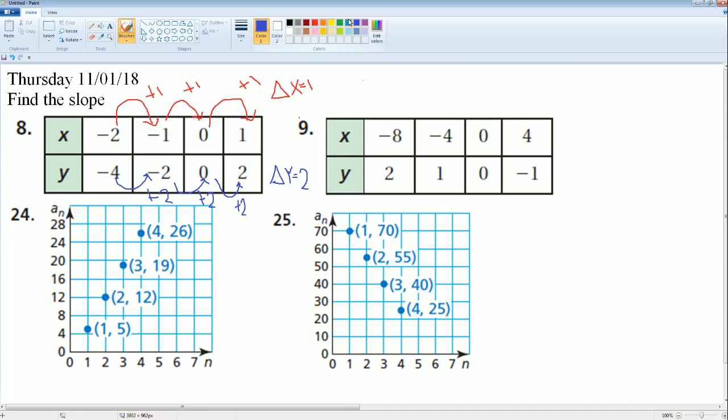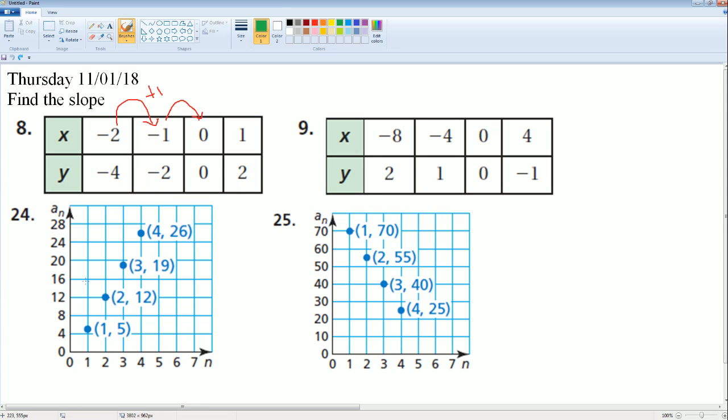So, slope formula: m is equal to delta y over delta x. Your y was 2, and your x here was 1. We will say that is the solution for number 8. m is equal to 2 over 1. That would be the slope for that one.